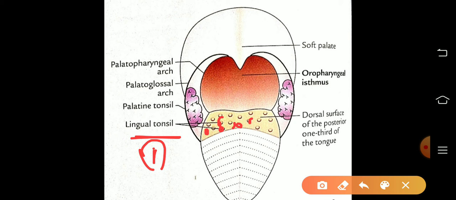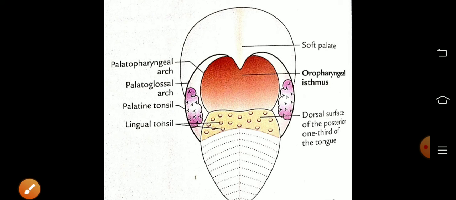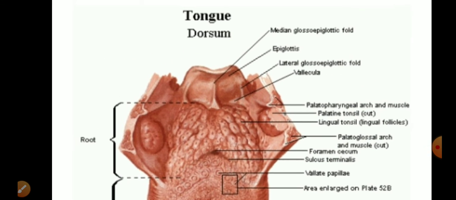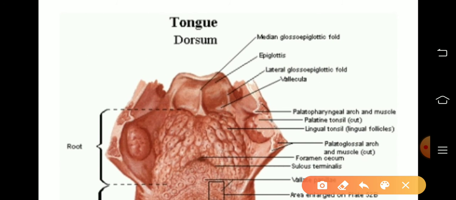And the next peculiarity about the anterior wall is that it has the upper free border of the epiglottis. The epiglottis will actually be below, but for showing you, I'm just showing it here. This is the epiglottis, and the median and lateral glossoepiglottic folds. This is the median glossoepiglottic fold, and these are the two lateral glossoepiglottic folds.